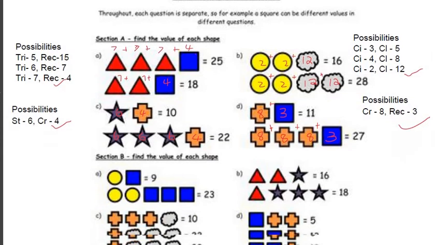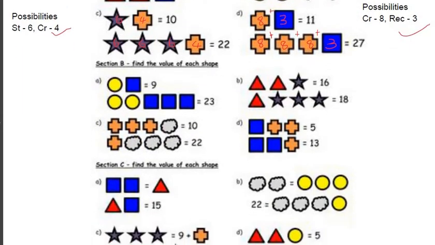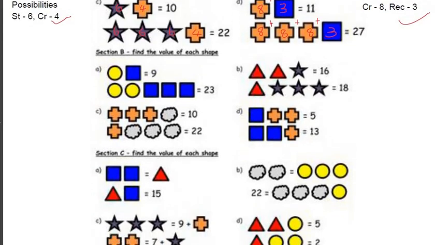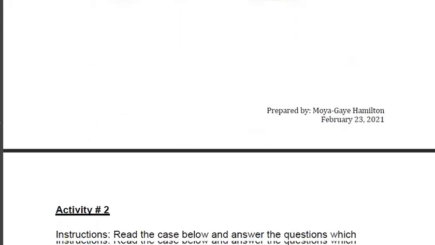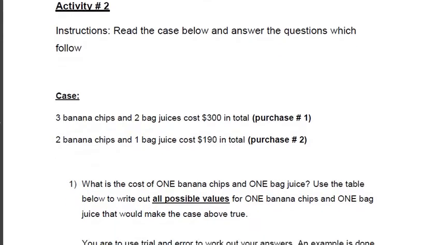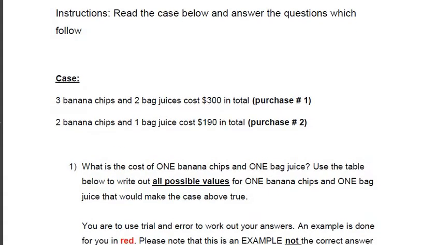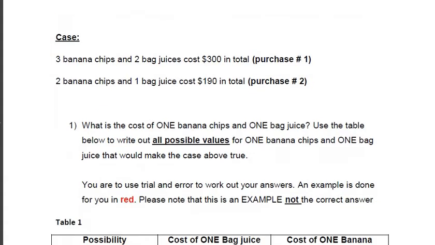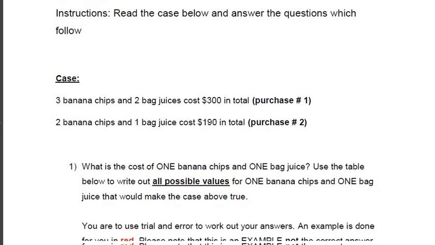So let us move on now. Of course, section B and section C, you're supposed to try those on your own, if you have not tried them as yet. So let us move on to activity 2. We're moving away now from shapes and moving now to actual numbers. The instruction says that you should read the case and answer the questions that follow.